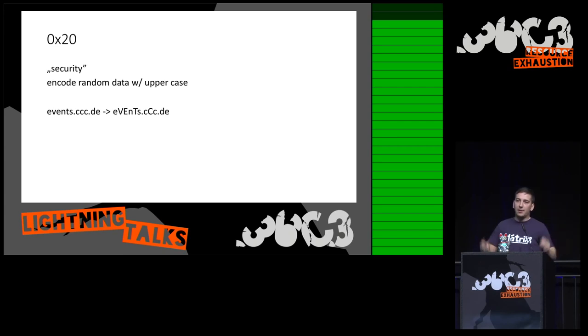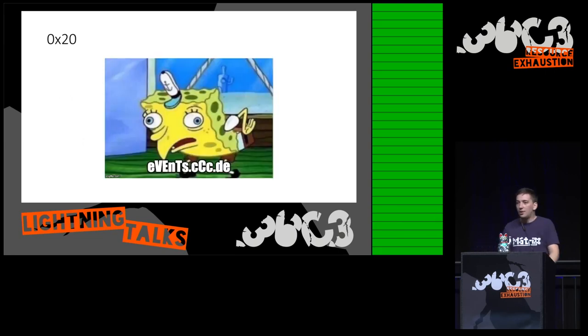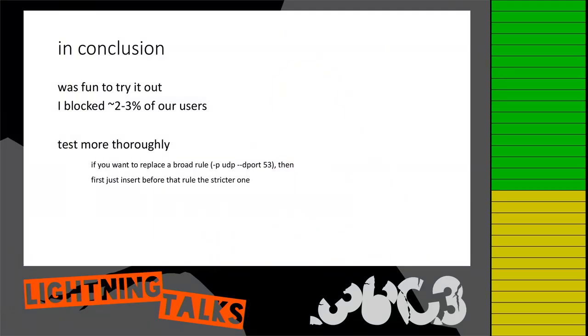0x20 is a security feature, so if you encode random bits as lowercase and uppercase, then you can be kind of sure that you get a valid answer. Events.ccc becomes lowercase e, uppercase V, lowercase e, lowercase n, uppercase T, lowercase s, and so on. We like memes, but not in our DNS queries. However, this is quite an easy problem because you can solve it with case insensitive matching, and it's not a problem anymore. In conclusion, it was fun to try it out, and I blocked 2-3% of our users, which was less fun.